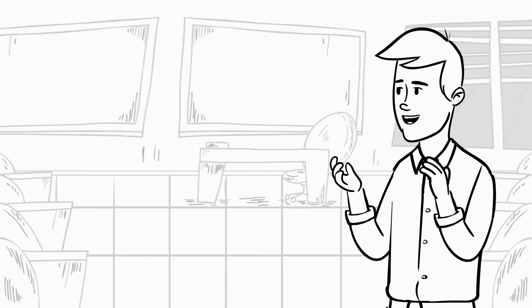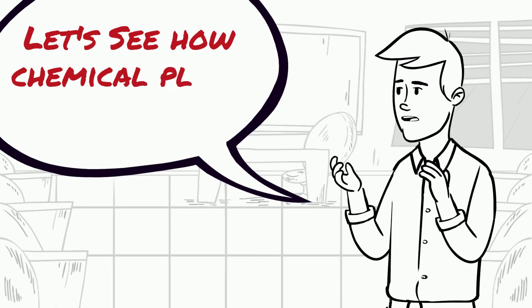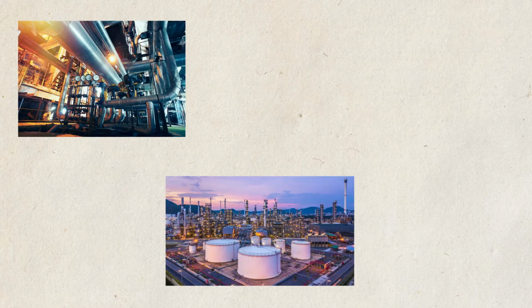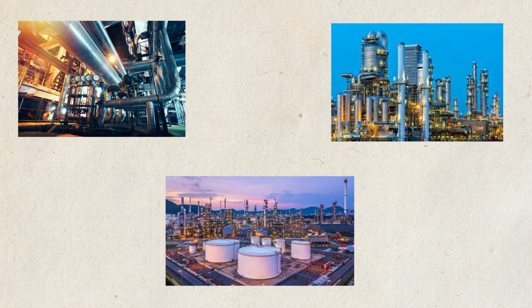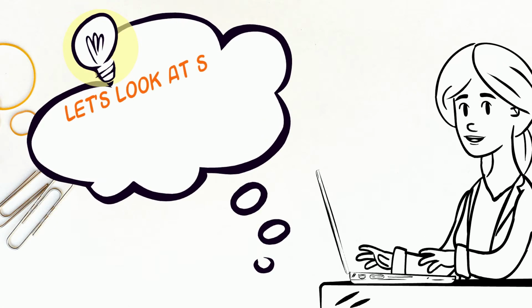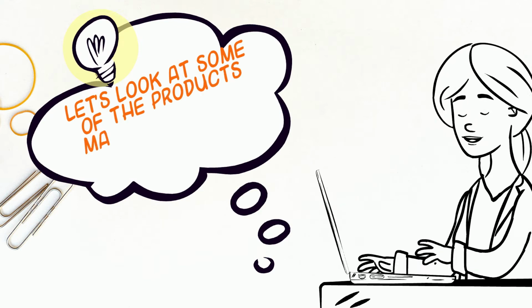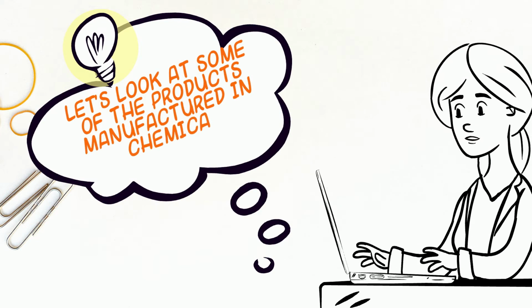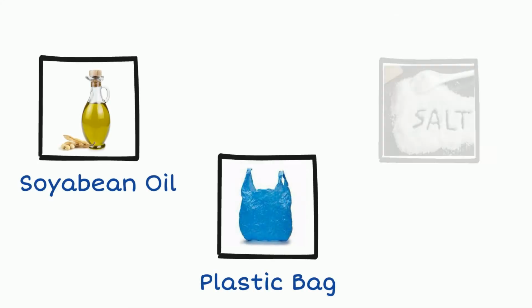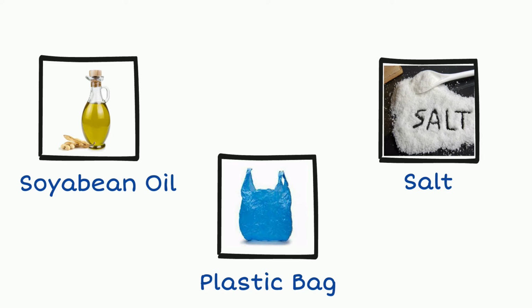Now that we have learned a bit about chemical engineering, let's see how a chemical plant looks like. Here are some images of how a chemical plant looks like. These are 3 different kinds of chemical plant. Now, let's look at some of the products manufactured in chemical industries. Simple products like soybean oil, plastic bag, and salt are produced in chemical industries.